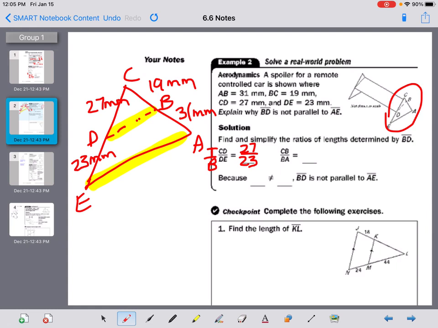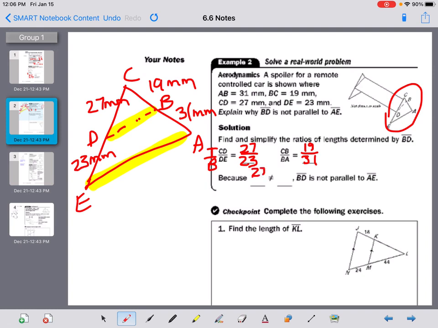No, 23 has nothing we can reduce by, so we can't do anything. On the right side, top to bottom, CB there is 19, and BA there is 31. Can I reduce those? No, 19 and 31 are both prime numbers, neither one reduced. So because I can't reduce them, I cannot make those fractions look the same or those ratios look identical.